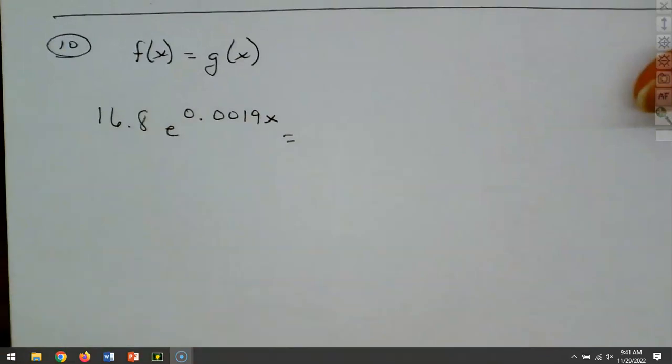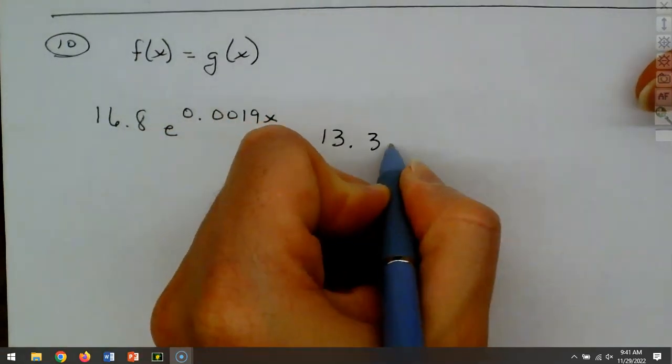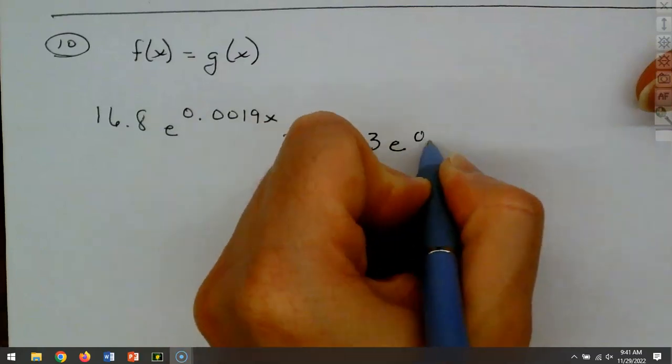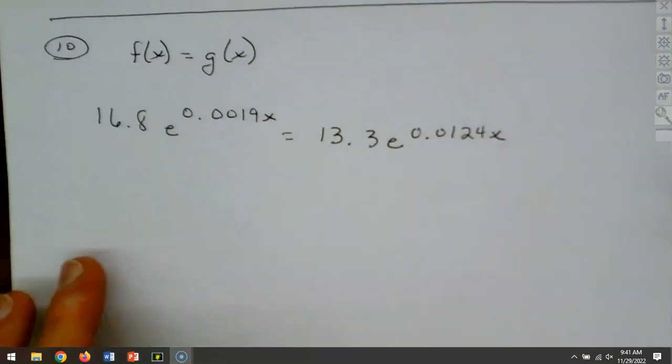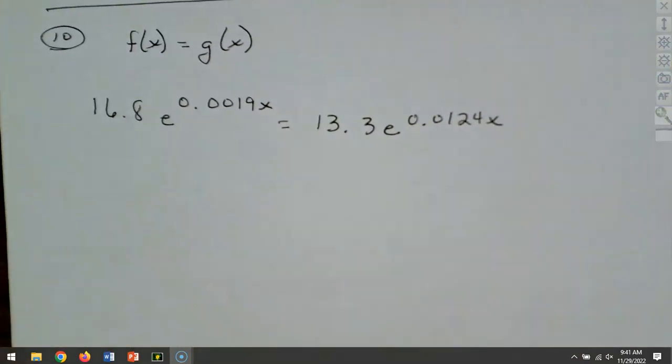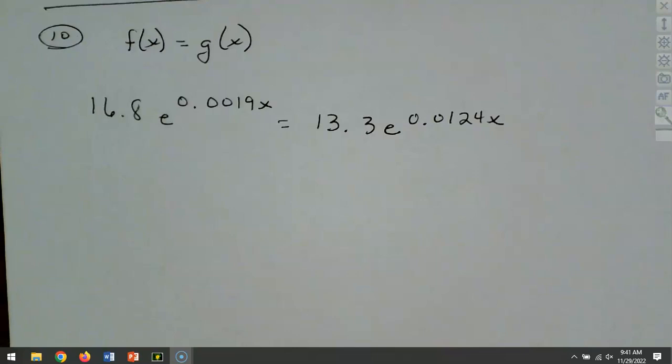And we're going to make that equal to our g of x, which is 13.3 e to the 0.0124 x power. So this is what we've got. Now, we want to get these equal to each other. And how are we going to do that? Well, we're going to have to do that by working with it as a logarithm.